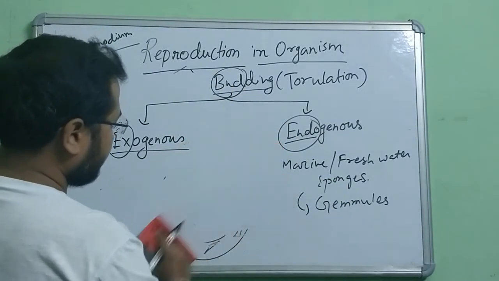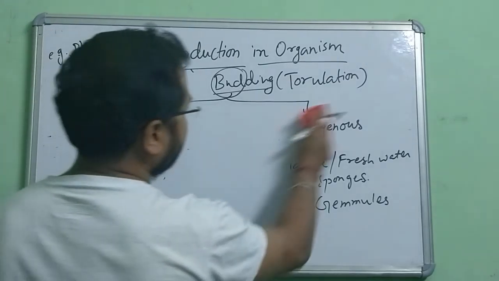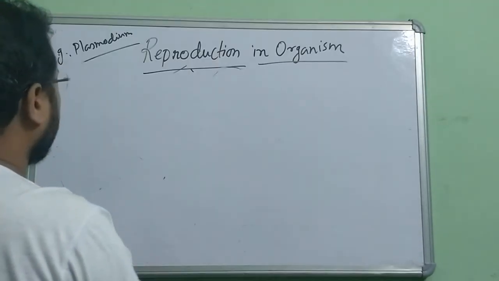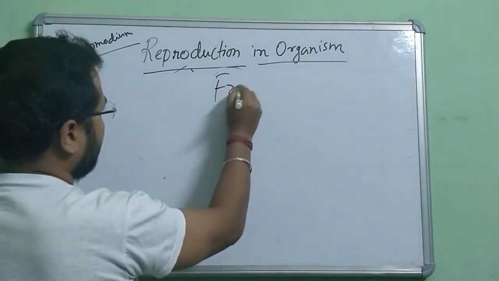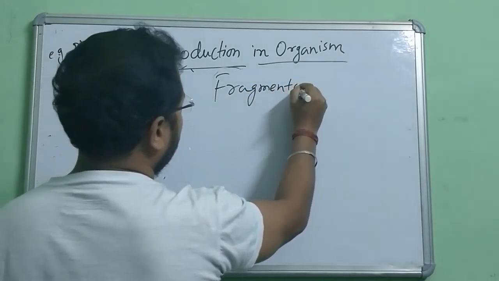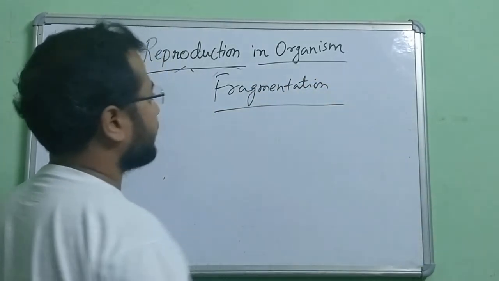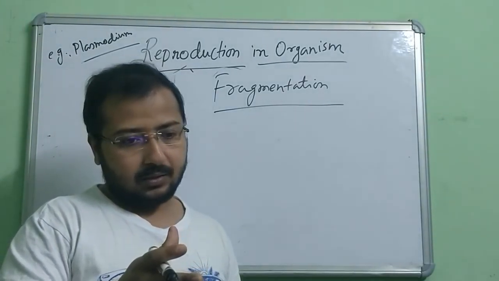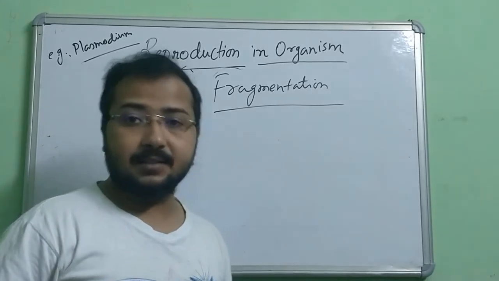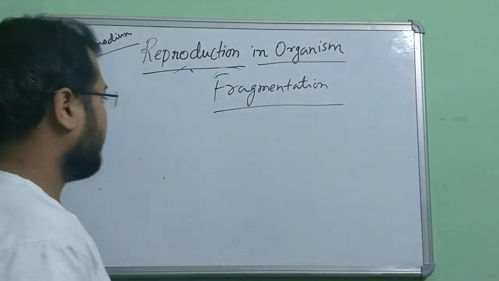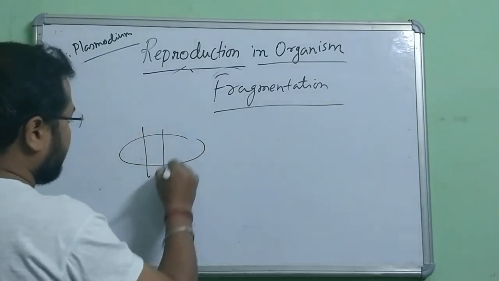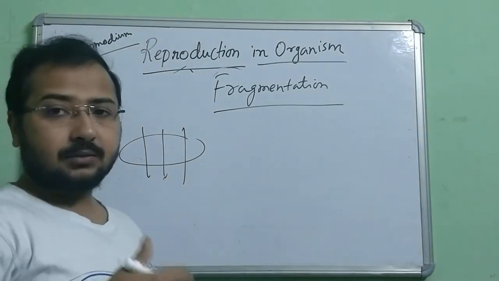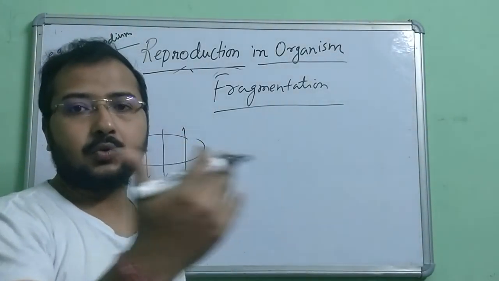Let's move on to the next one, fragmentation, which is a smaller part. Let's cover it. As the name itself suggests, it involves fragments. The main parent body is cut into fragments, and this is an accidental process. If the parent body is cut into pieces, from each part a new whole organism is going to develop.